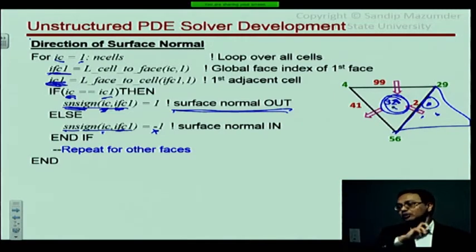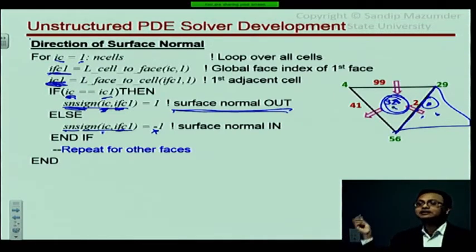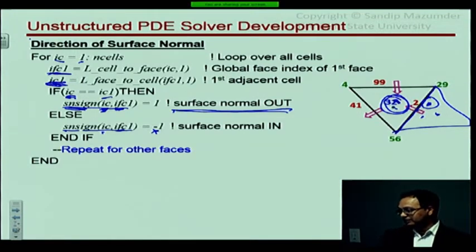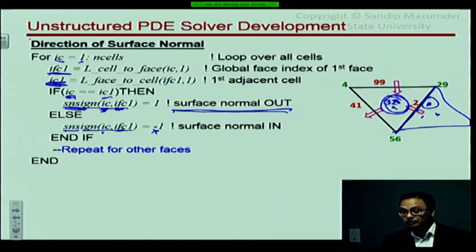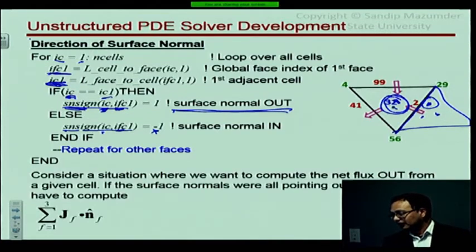+1 means it's already pointing out, -1 means it's pointing inwards, and so I'm flipping the sign in a sense. Okay, and then you repeat that for all the other faces. So that's the algorithm one would use to store the sign of the surface normal from the perspective of each cell.